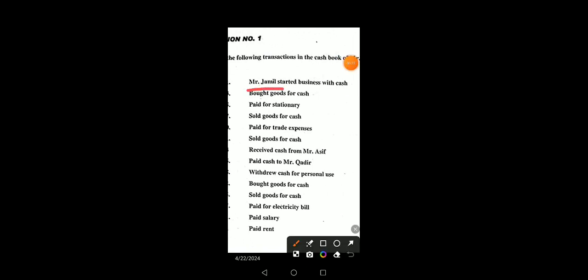Entry number 1 is saying Mr. Jameel started business with cash. Jameel is just the name of the owner. You may ignore it. Mr. Jameel started business with cash.